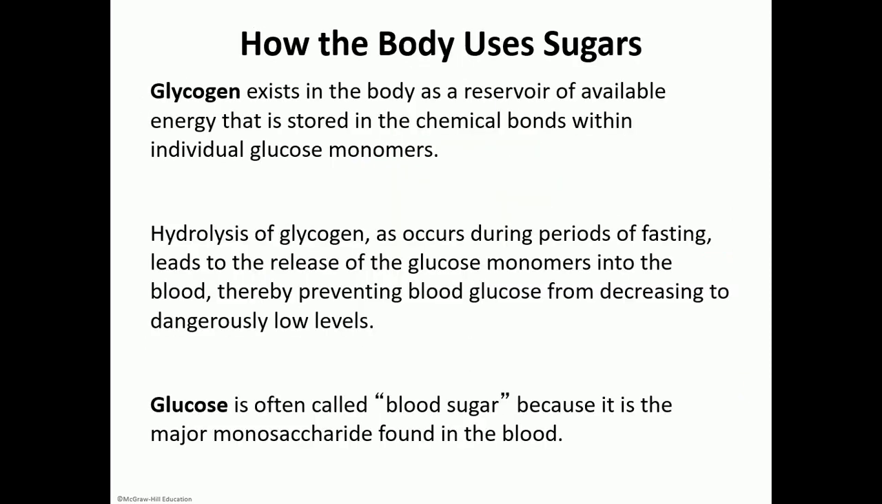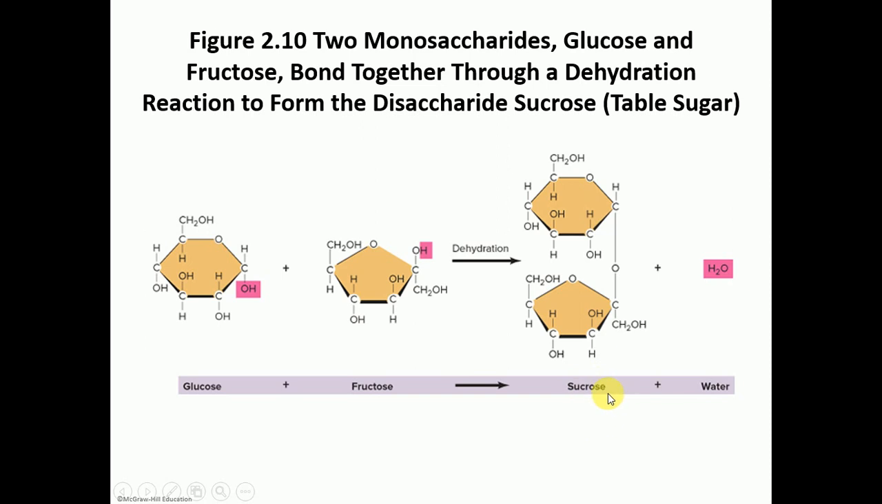So now, how does the body use sugars? Again, we eat polysaccharides. We have to break them down into di- and then monosaccharides, which, by the way, mentioning this sucrose sugar, which is table sugar, there's also lactose, which is milk sugar. And within our intestinal cells, we have an enzyme known as lactase enzyme that will break down lactose into its monomers.